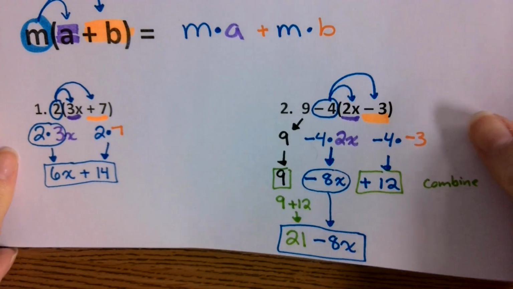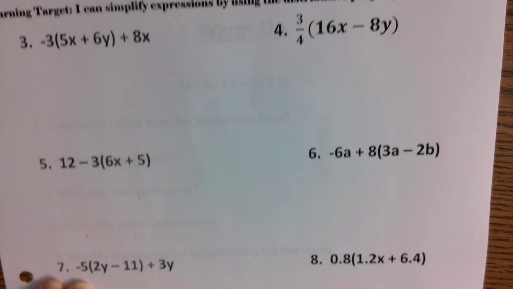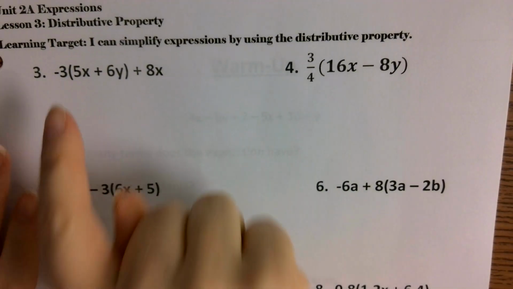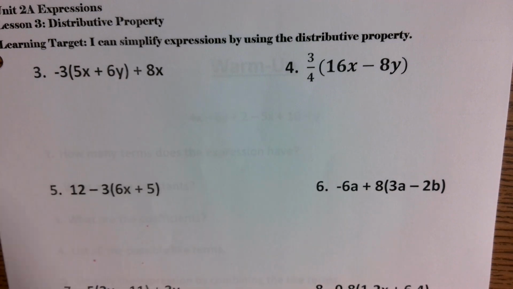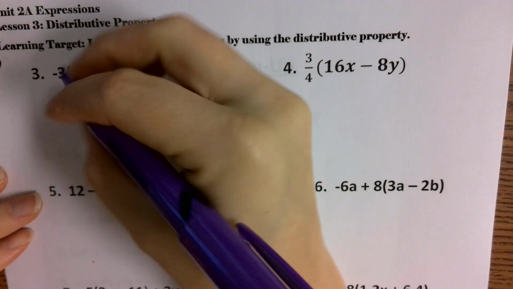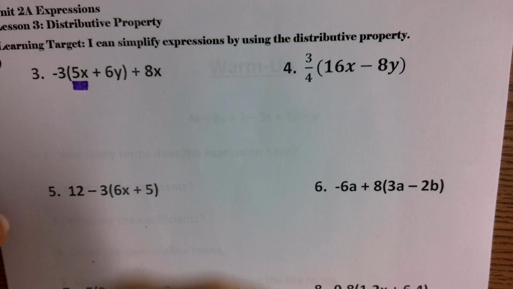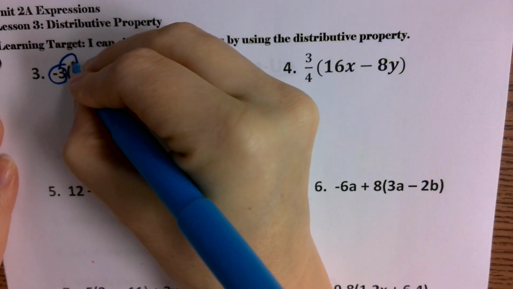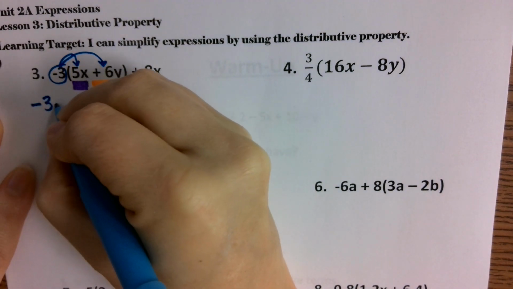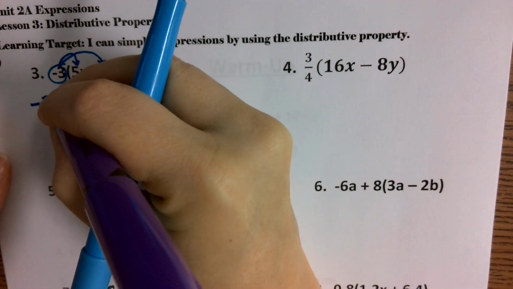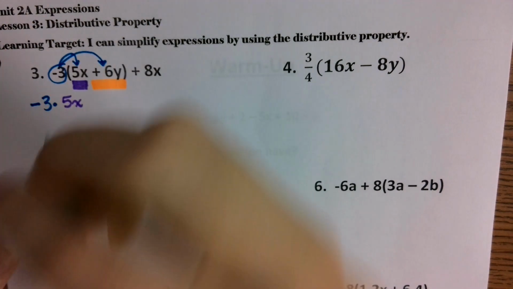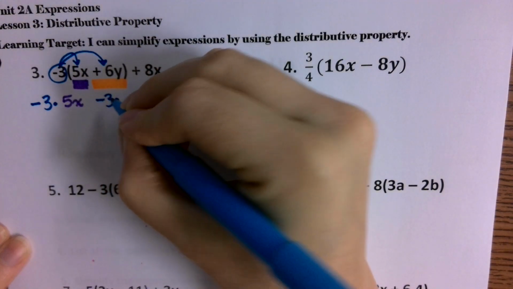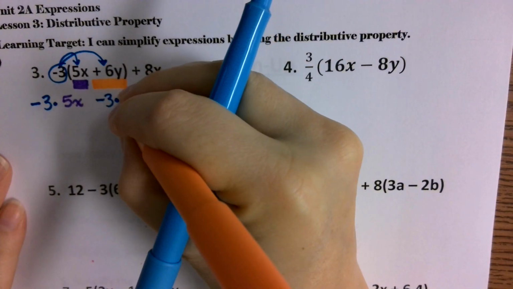All right, let's take a look at the back side. So for problem 3, we have a negative 3 that's going to get multiplied to the 5x, and it's going to get multiplied to a positive 6y. So we're taking this negative 3 and we are going to multiply it by 5x, and we're going to multiply it by the positive 6y. Negative 3 times 5x and a negative 3 times 6y.